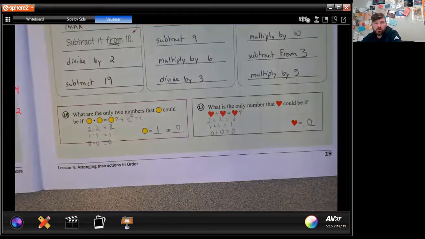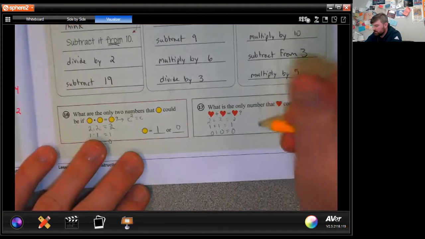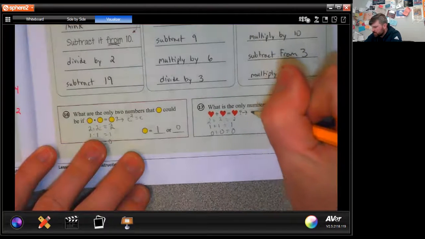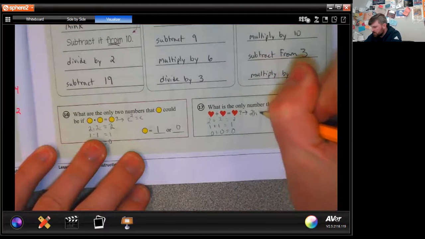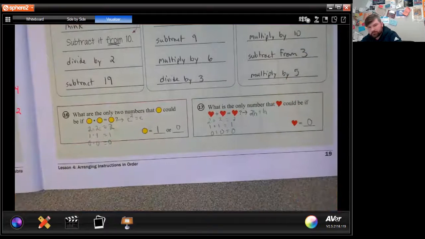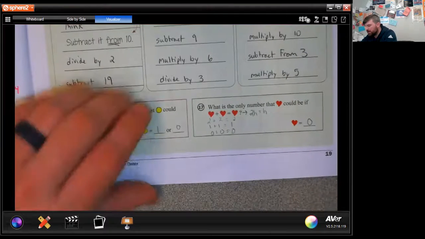Okay, which is why we exclude 0 in a lot of things because it works for almost everything. Here we would represent this by 2h equals h.